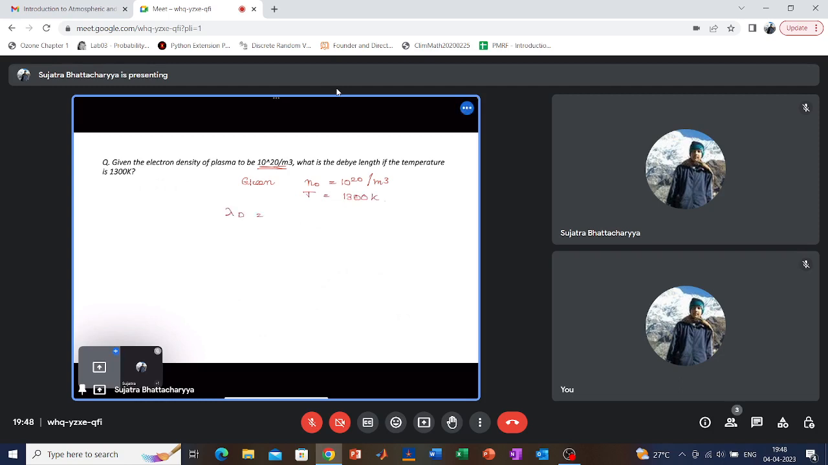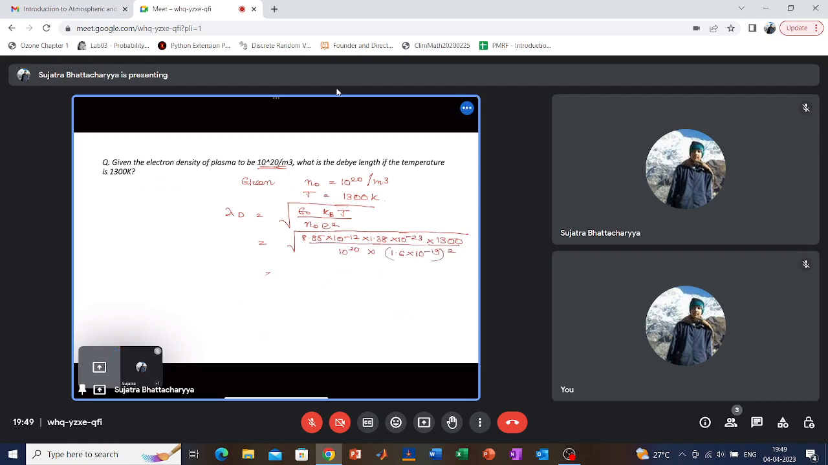Again, just write the formula, epsilon naught kb T divided by n naught e square. So it will be 8.85 into 10 to the power minus 12 into 1.38 into 10 to the power minus 23 into 1300 Kelvin divided by 10 to the power 20 into 1.6 into 10 to the power minus 19 whole square.